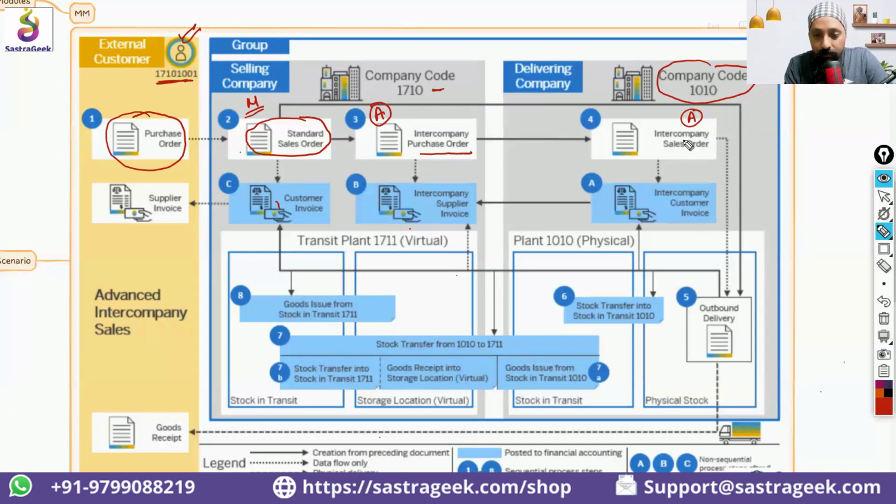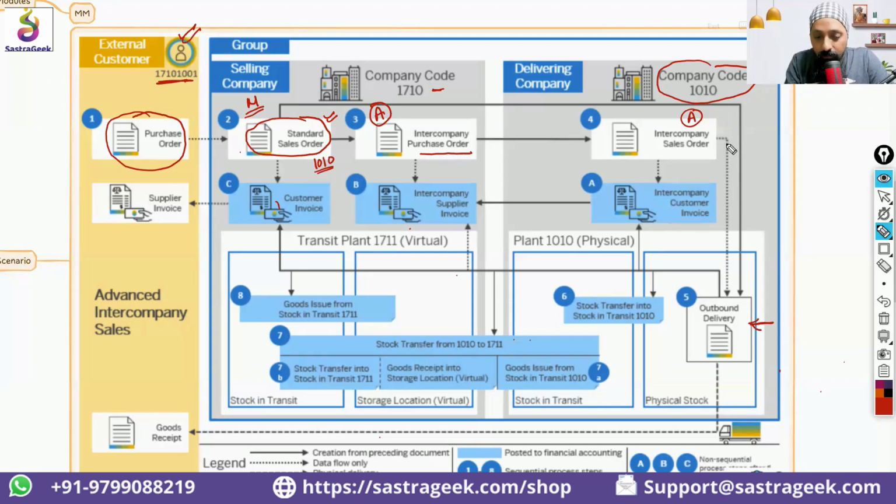Now from the intercompany sales order, once it has been created, we would be creating an outbound delivery. You need to make sure the outbound delivery is happening against this sales order, because in this sales order, we need to mention in the line item that it is coming from plant 1010 and from my shipping point 1010. So when you create a delivery from this sales order line item, that delivery would be automatically created in your 1010 plant, but the major reference for this delivery would be this sales order.